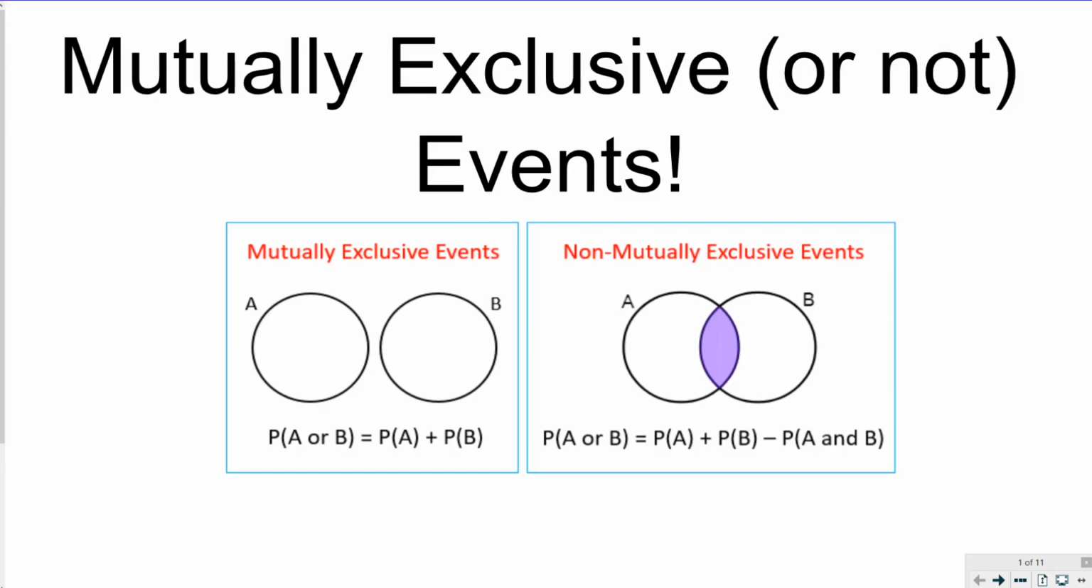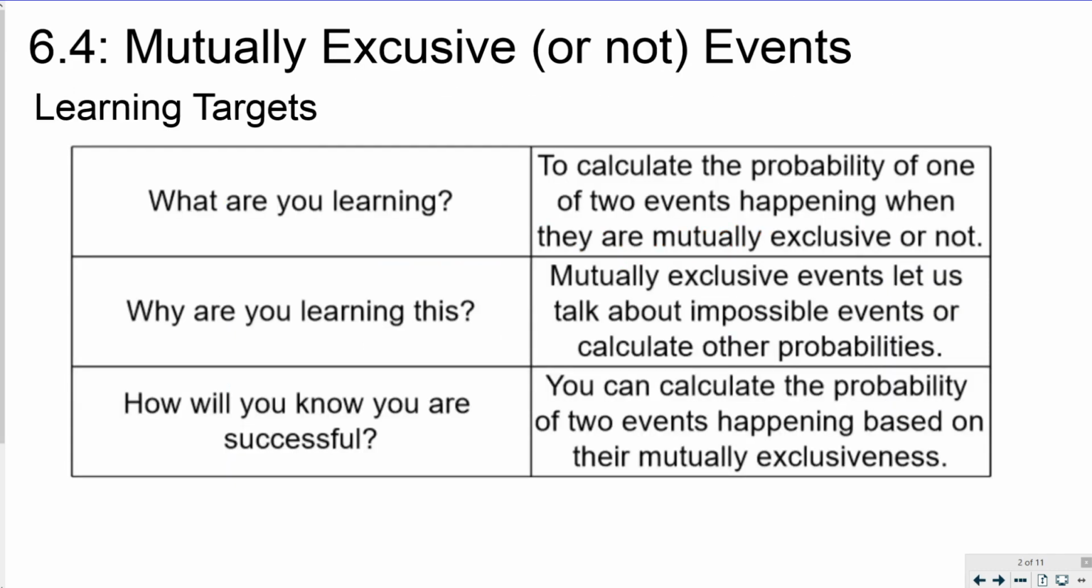Hi guys, and welcome to the video on mutually exclusive or not events. In this video, we're going to talk about events that cannot happen together or events that can happen together, and then we're going to calculate the probabilities of both of those. Mutually exclusive events let us talk about impossible events or calculate other probabilities, so that's why we're doing this.